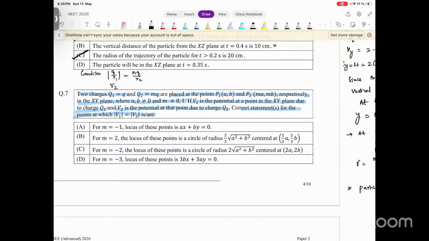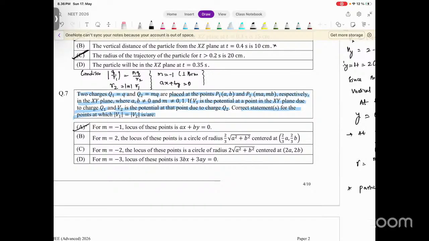That means the R2 value will be equal to mod of M into R1. I'm using a little mathematics here. This is a condition. Now, let me check with your options. If I keep M equals -1, it will be a perpendicular bisector. That means AX plus BY will be equal to 0. So A is correct.